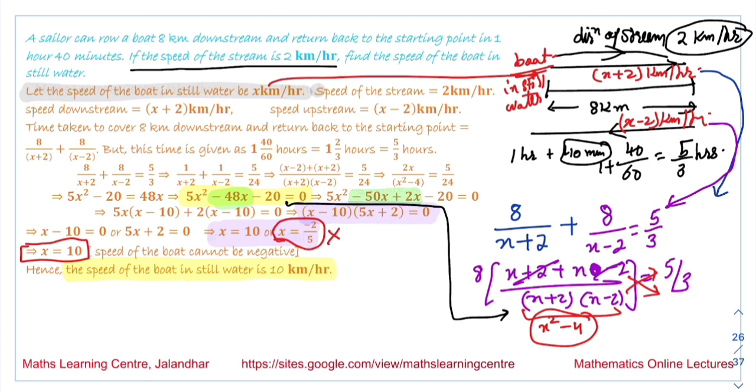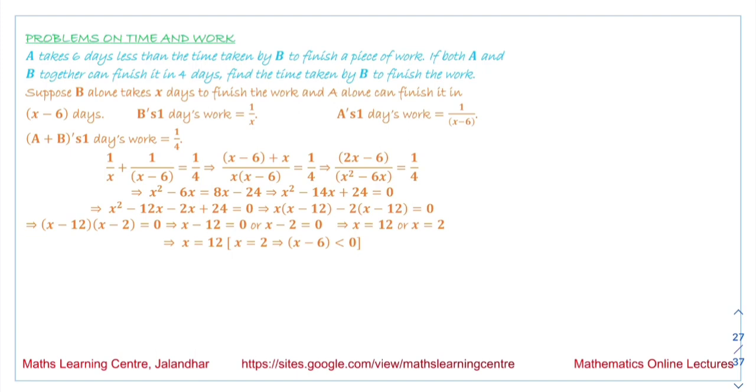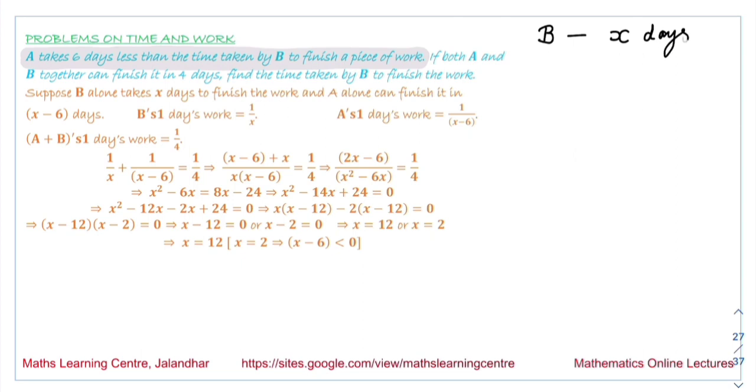Next is a problem on time and work. It is given that A takes 6 days less than the time taken by B to finish a piece of work. If both A and B together can finish it in 4 days, find the time taken by B to finish the work. Suppose the time taken by B to finish the work is x days. Then the time taken by A to finish the work is 6 days less than the time taken by B, so it is x minus 6 days.